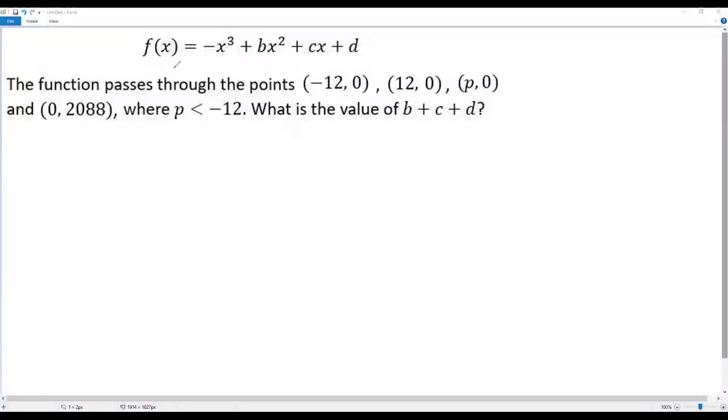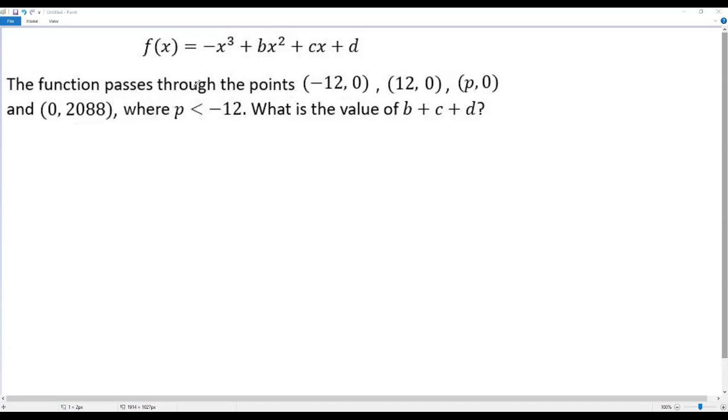Here we have a pre-calculus problem. Okay, let's go through the information. There is a cubic function given over here: f of x equals negative x cubed plus b x squared plus c x plus d. The function passes through the points (-12, 0), (12, 0), (p, 0), and (0, 2088), where p is less than negative 12. What is the value of b plus c plus d?